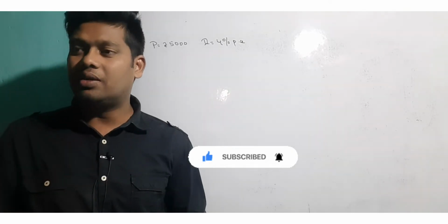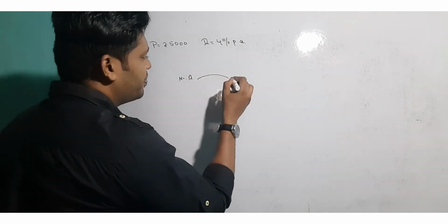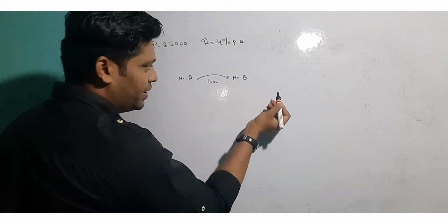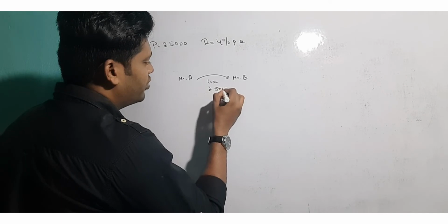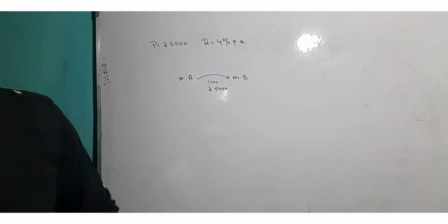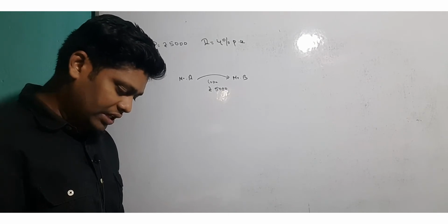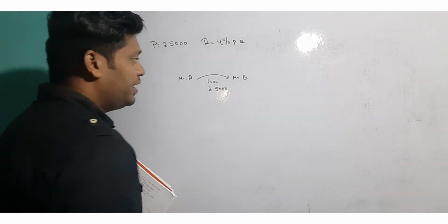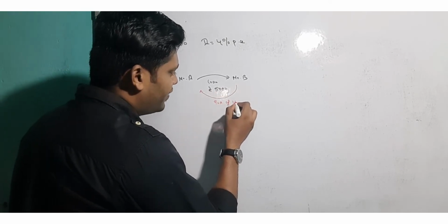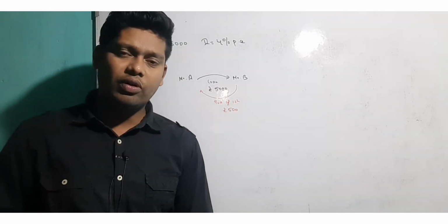This person has taken a loan. For example, Mr. A has given a loan to Mr. B, rupees 5,000. He is not saying anything about how many years, but he is saying that Mr. B has to pay the amount back. He is saying that at the end of the first year, he has paid back rupees 500.